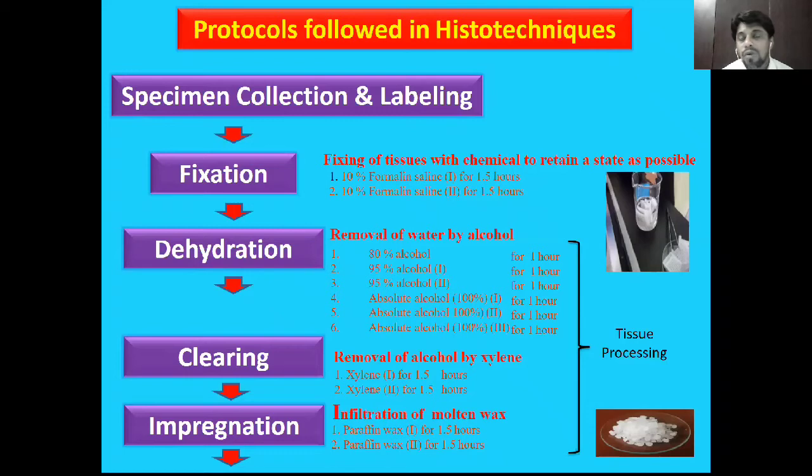Dehydration is the removal of water using alcohol. A series of alcohols of different concentrations is prepared, and the time interval is very important. First, 80% alcohol is prepared and kept for 1.5 hours. Later, freshly prepared 95% alcohol for 1 hour, and another freshly prepared 95% alcohol for 1 hour. One by one, the sample is moved to freshly prepared beakers. Then it is transferred to freshly prepared 100% alcohol, and again to another freshly prepared 100% alcohol.